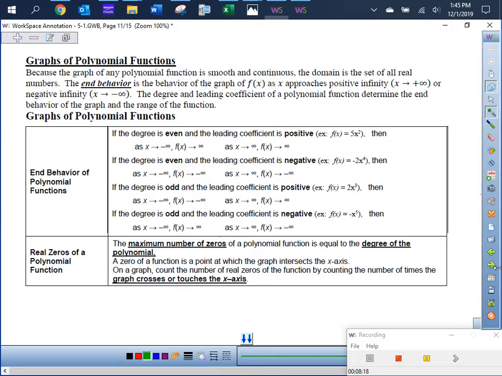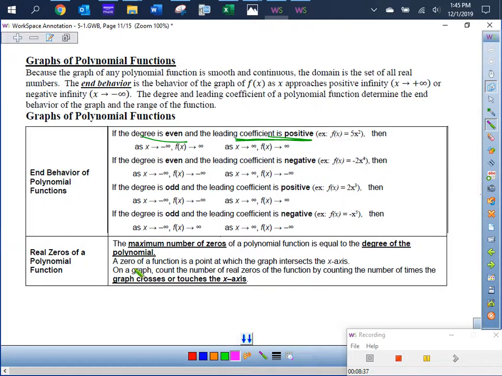So alright, now to the back side. So we're done with the Desmos activity, and we'll just end up doing this. It's a big old chart about how we're going to write this end behavior. It talks about the degree being even and the leading coefficient being positive or negative and all that. We'll get into that as we do some problems down below.